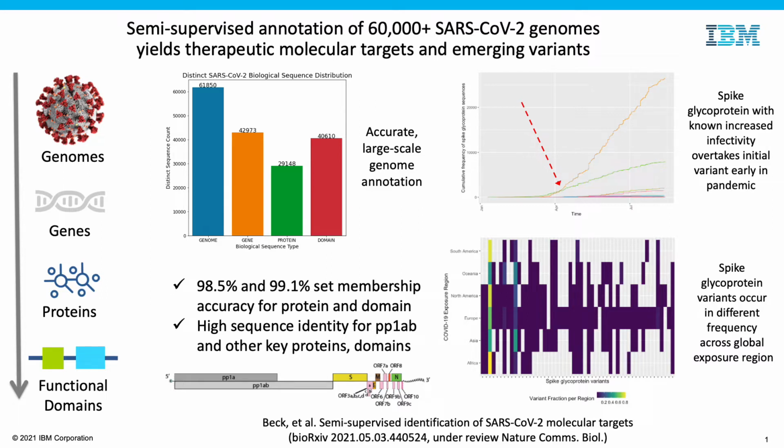The pipeline itself was benchmarked significantly for accuracy across multiple different facets. And on the bottom left-hand side is a schematic of the SARS-CoV-2 proteome. For protein and domain sequences, we have a 98.5% and 99.1% set membership accuracy in those two data types. And that means of the different molecular targets that should be identified in the SARS-CoV-2 genome, we were able to identify with that percentage of accuracy.